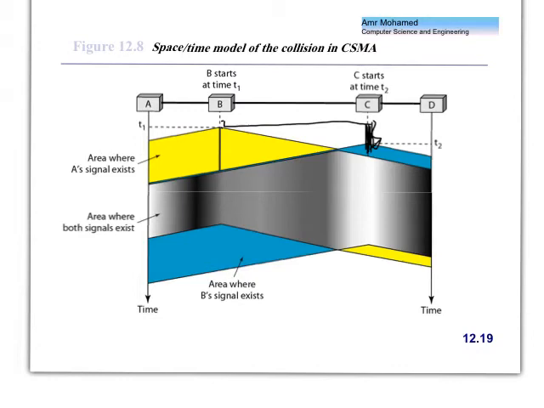So the most important thing here is that carrier sensing does not eliminate collision. So that's why we have accidents and roundabouts. Just the fact that you sense before you enter doesn't mean that your estimation is really accurate.